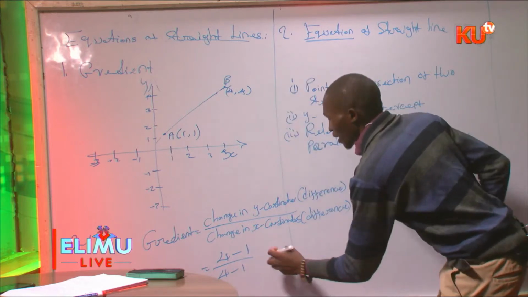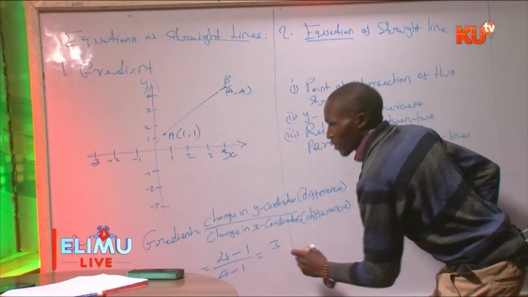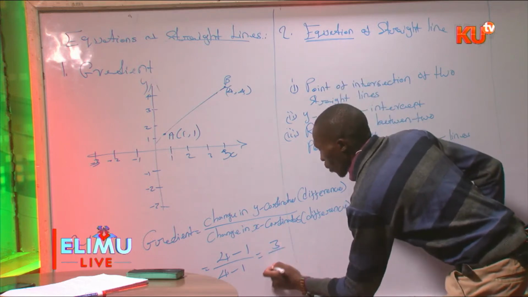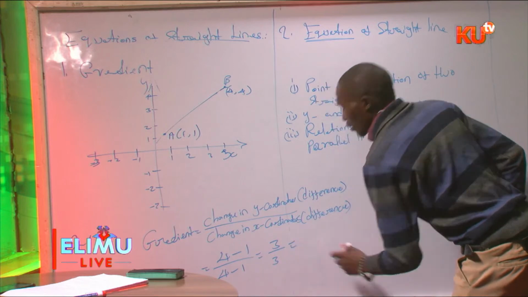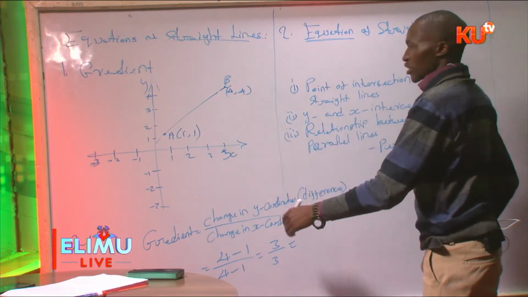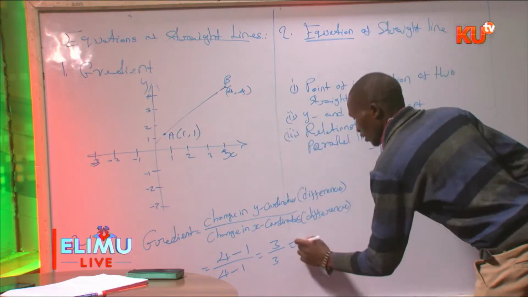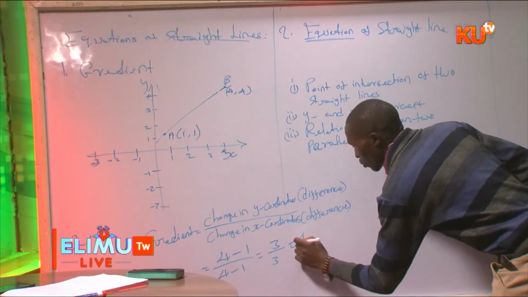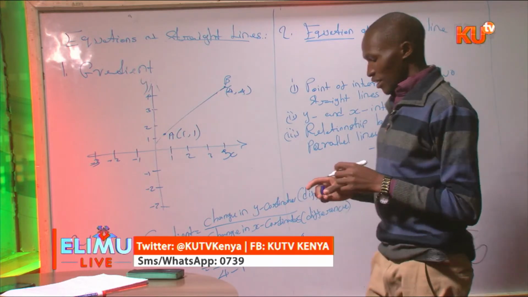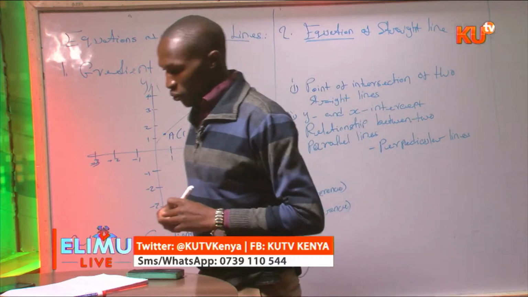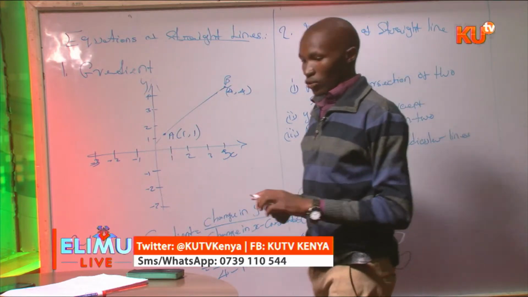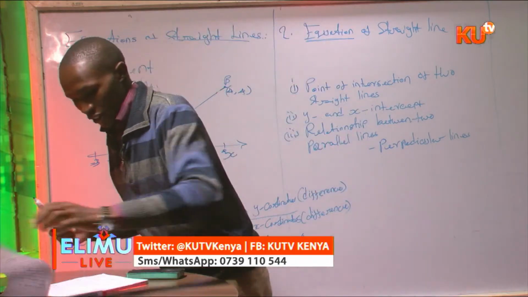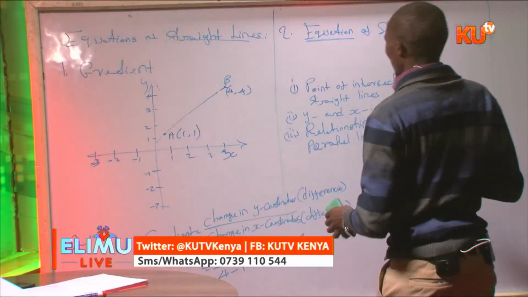What is 4 minus 1? It is 3. And therefore, you can say that the gradient of this line here is 3 over 3, which equals 1. So that is just an example of how to find the gradient. So we can explore this by doing further examples.